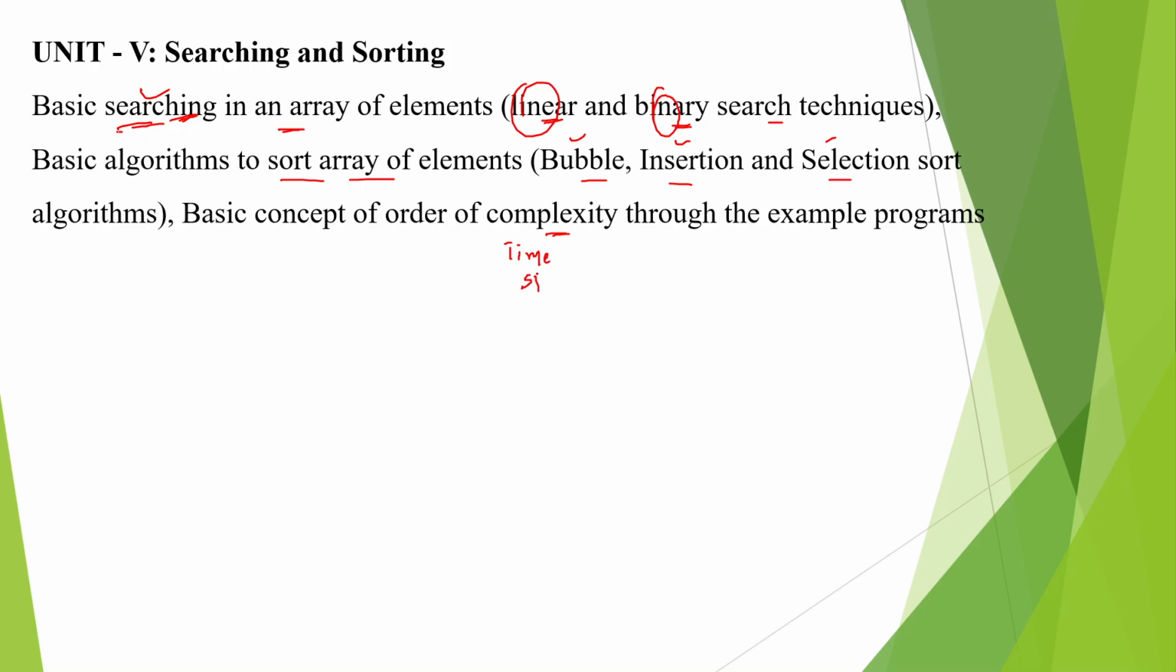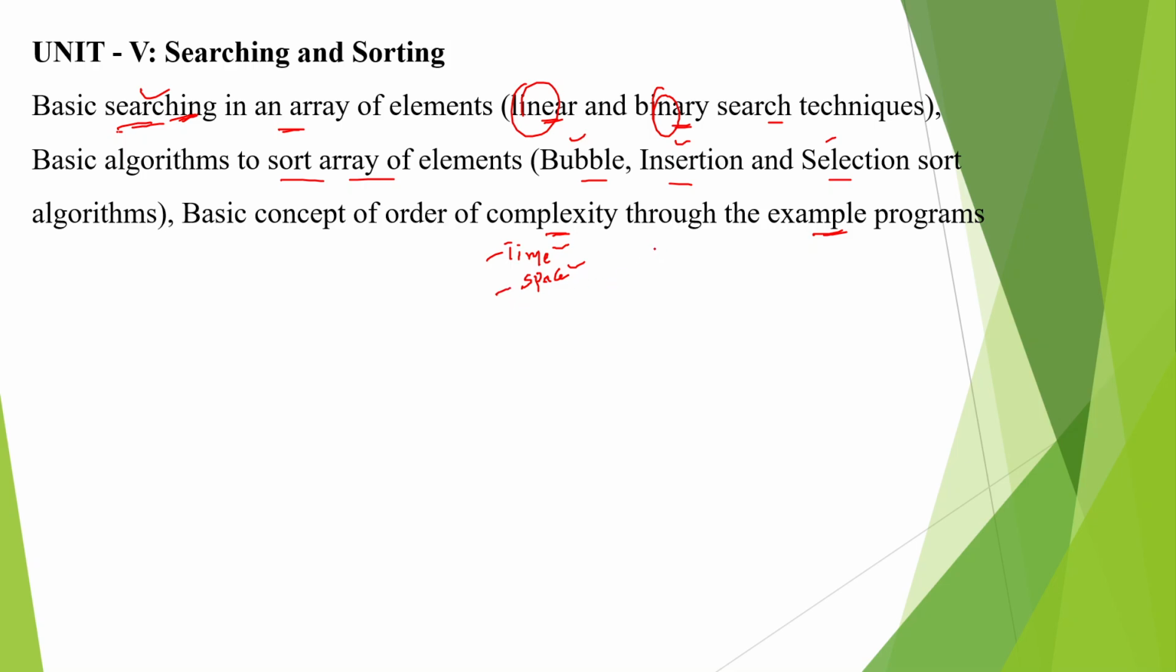This time and space complexity analysis we have to do for a given algorithm. So we'll take some example programs and try to identify the time complexity and space complexity of that algorithm. We'll take some code snippets, sample codes, and for that sample code, we'll try to identify these two things, time and space complexity analysis.